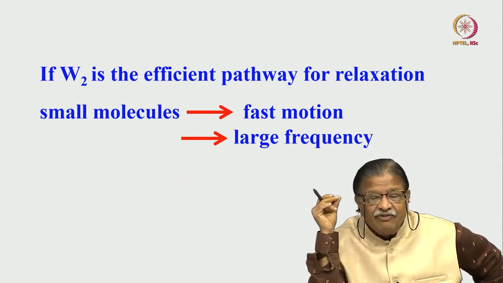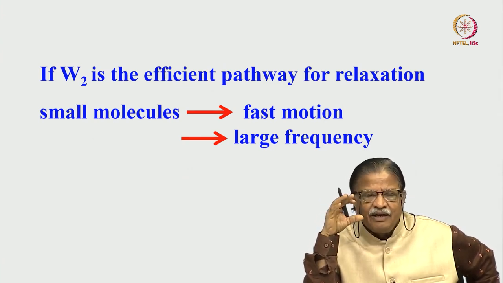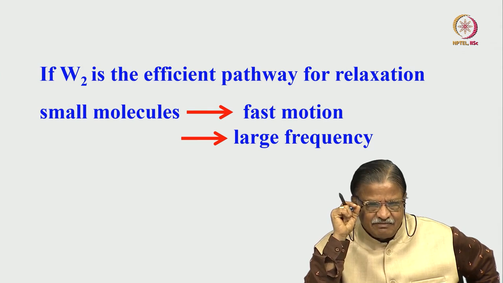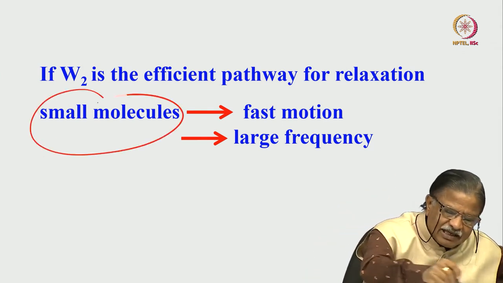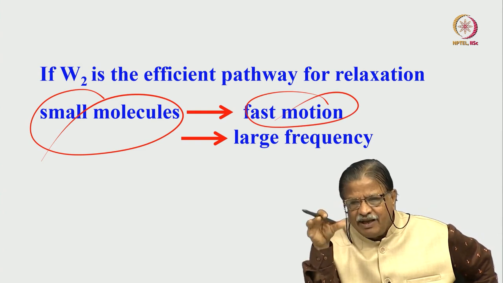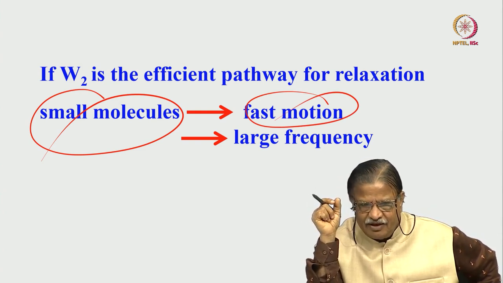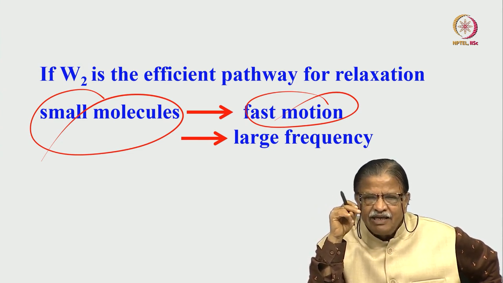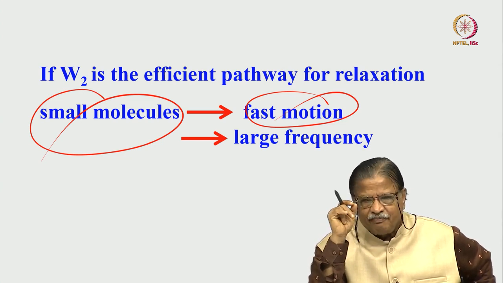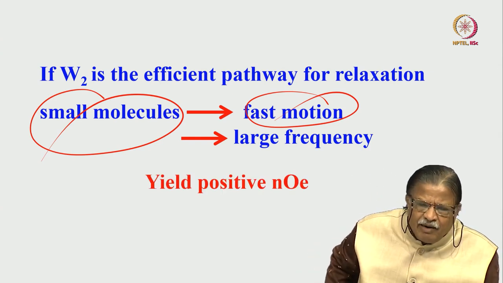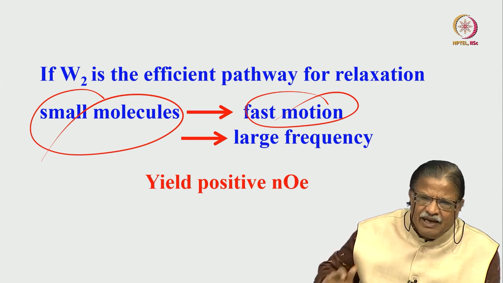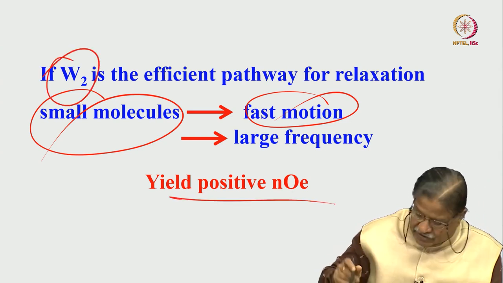Okay. When will it happen? When is W2 dominant? When is W0 dominant? If W2 is the efficient pathway for relaxation, it can happen in the case of small molecules, where there is a fast motion and the frequency of tumbling is large. So, this W2 relaxation pathway is dominant for small molecules which are undergoing fast motion. That is where you get positive NOE. All right, that yields positive NOE. So, small molecules generally, of course depending upon various phenomena like Larmor frequency, etc., will have a W2 relaxation pathway and give positive NOE.